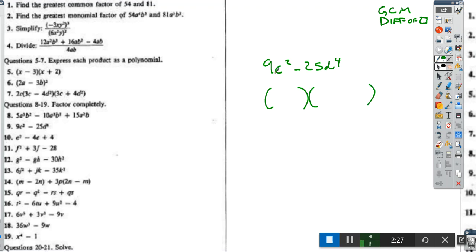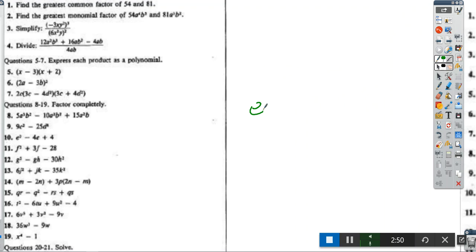What times itself is 9c squared? Well, that's 3c, 3c. To get a negative, I have to multiply a positive times a negative. So I have 5, because 5 times 5 is 25. D to the second, d to the second. And there we go. Number 10.